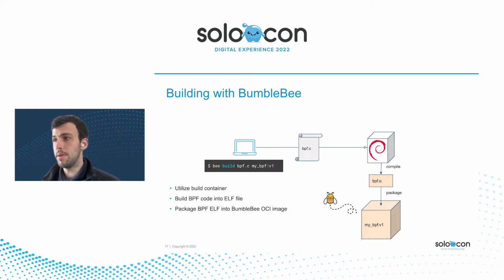So we build the BPF code into an ELF file. So we take our bpf.c, put it into our Docker container, compile it, which outputs it into a bpf.o. So that's our object file. That's the thing that will actually get run. And then we take that object file and package it up into an OCI compliant package so that it can be saved to a registry later.